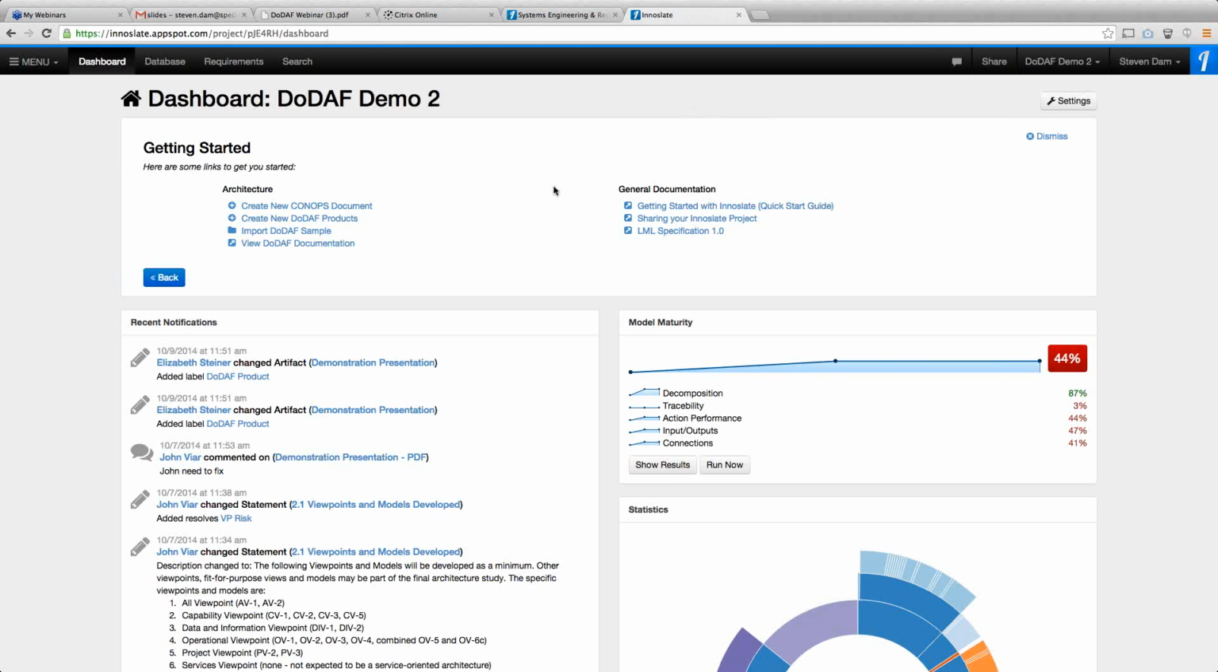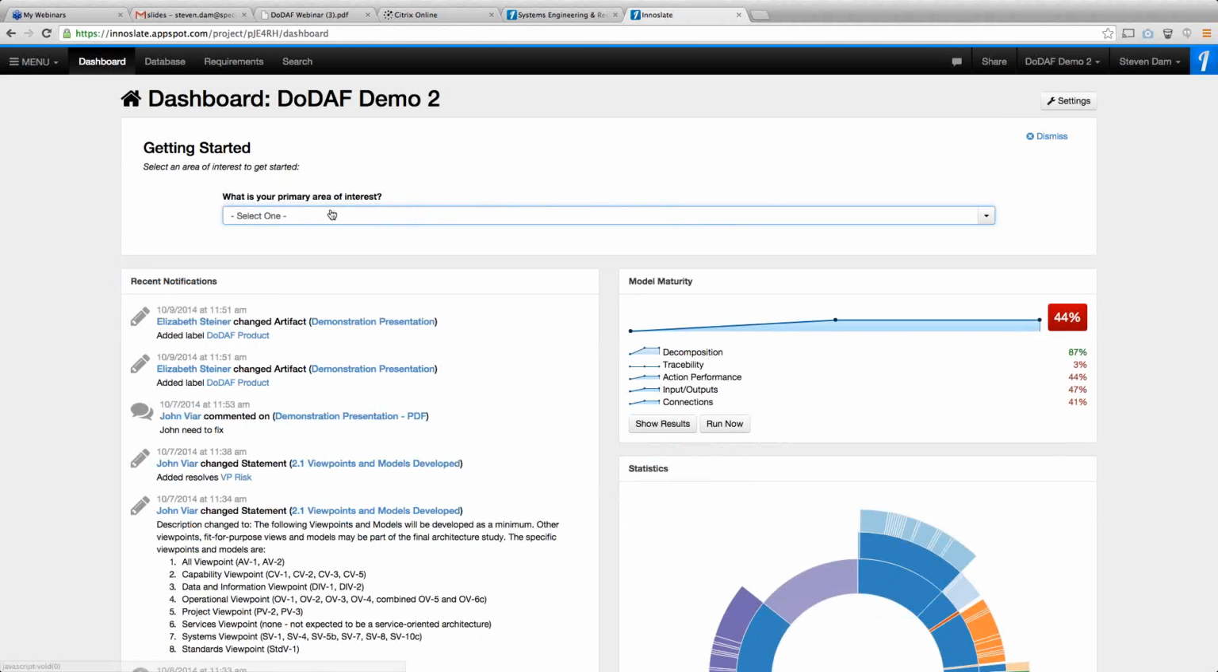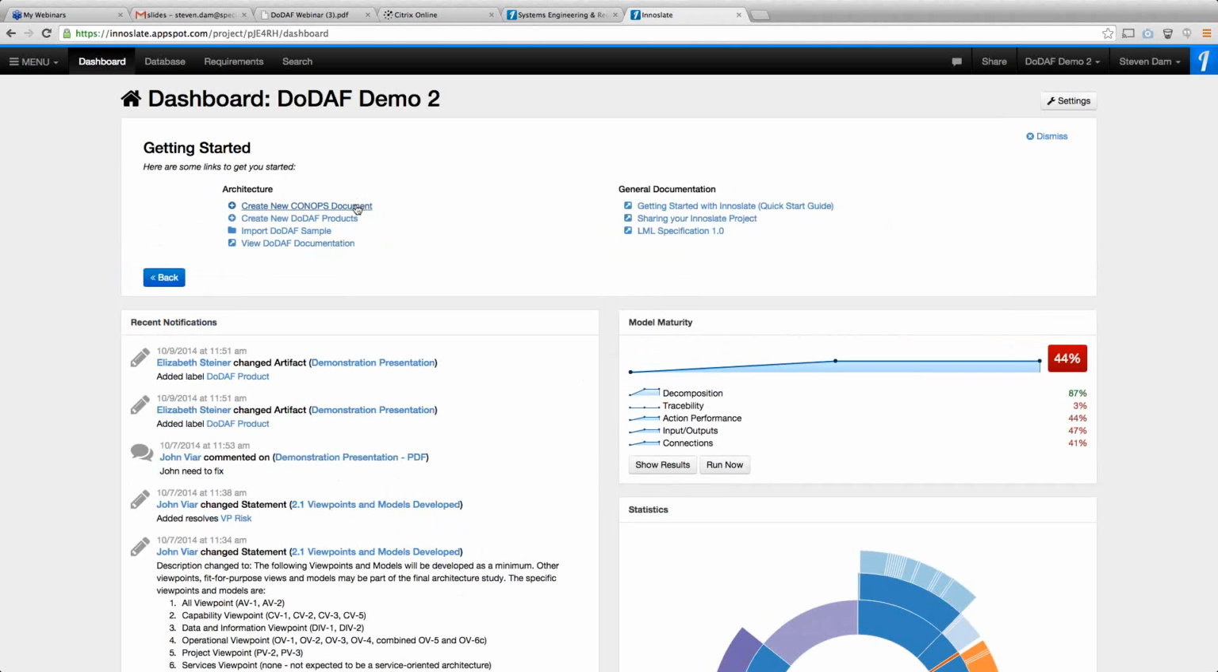When you first get into Innoslate, let me show you how you start. It'll ask you what your primary area of interest is, and most of these other things will be blank, so ignore them for the moment. Select your area of interest. We're going to talk about architecture, so let's pick architecture. And so here are some of the elements of architecture we can look at.